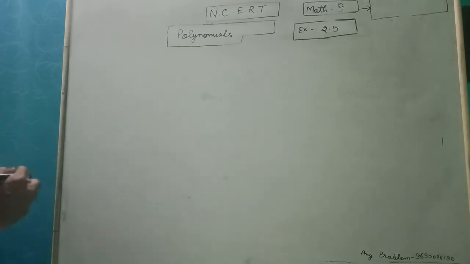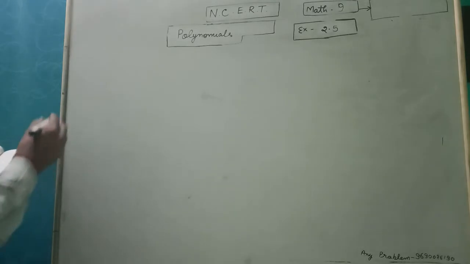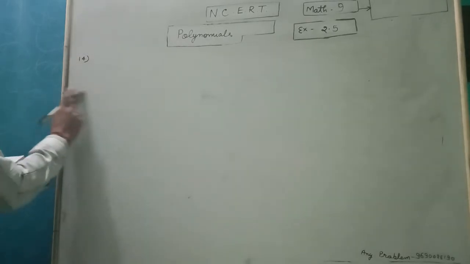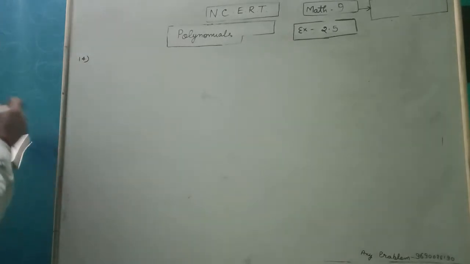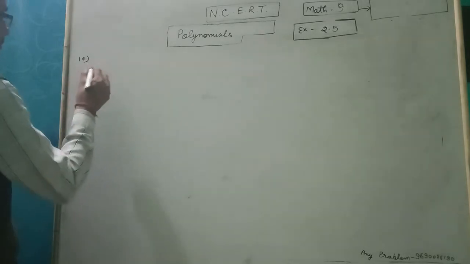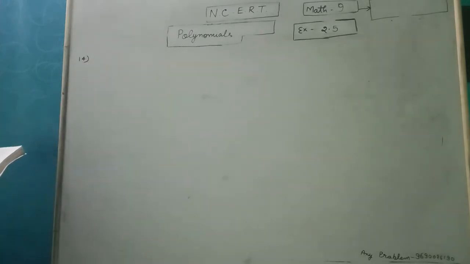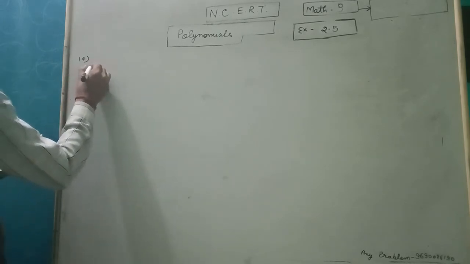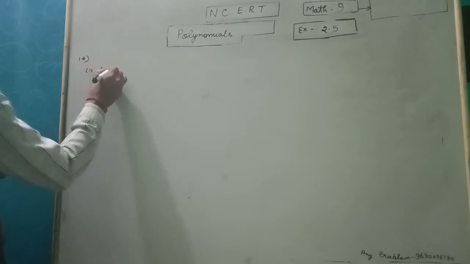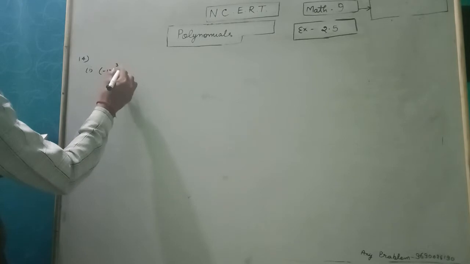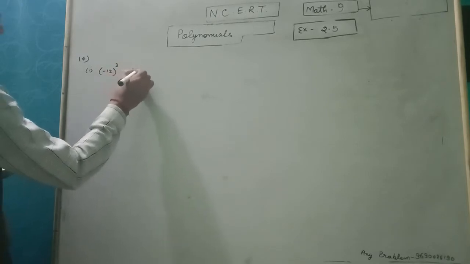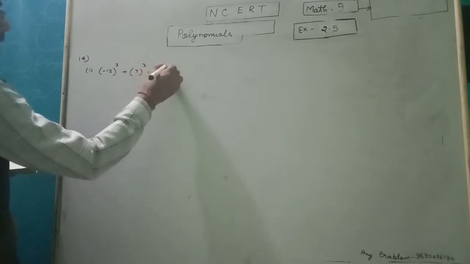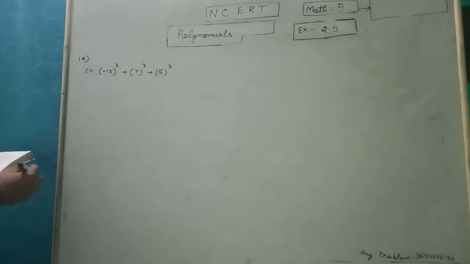9th class student, exercise 2.5, question number 14 is: without actually calculating the cube, find the value. First part is (-12)³ + 7³ + 5³.